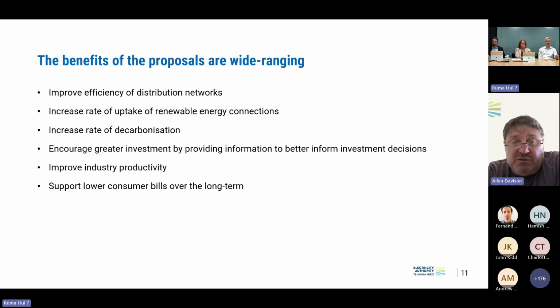Decarbonisation, we would like to think the proposals will allow people to upgrade their connections and switch from fossil fuels like coal boilers more quickly. Greater investment through a greater understanding of what's happening on networks, both in terms of capacity and applications waiting to connect. And I think through the removal of barriers to new connections and upgrades to existing connections, we should help to improve industry productivity.